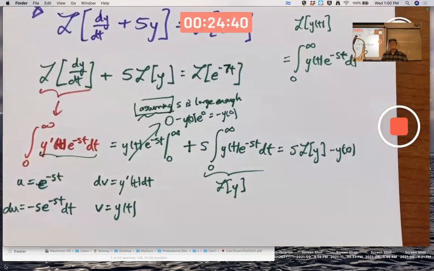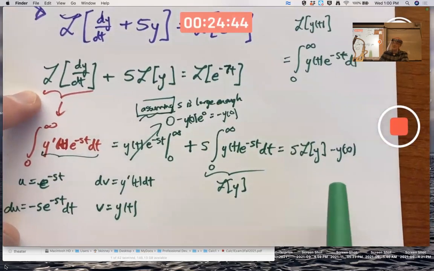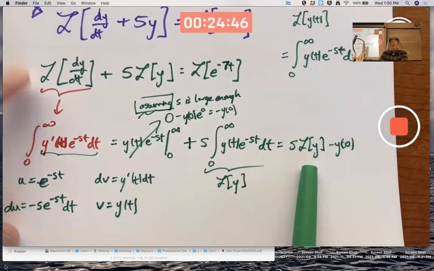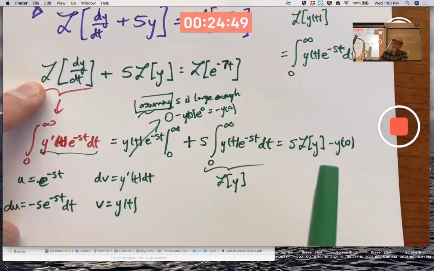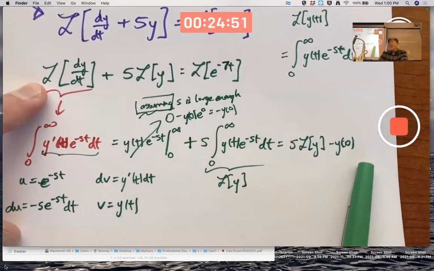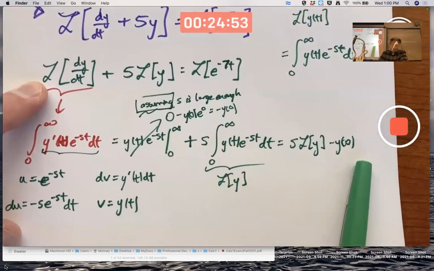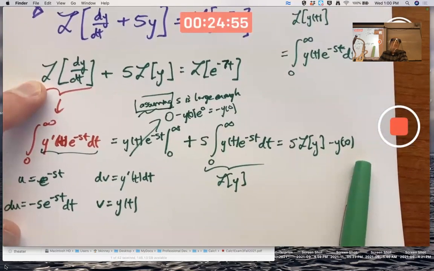And that is the answer. That is how the Laplace transform of the derivative of y is related to the Laplace transform of y. L of dy dt equals S times L of y minus y of 0, under assumptions that y of t doesn't grow too fast, and S is large enough.